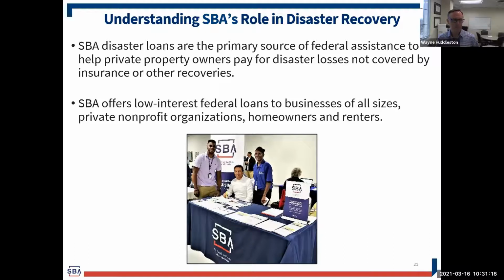Our disaster loans are the primary source of federal assistance to help private property owners with disasters not covered by insurance. They are low interest federal loans, available not only to business owners, but also nonprofits, homeowners, and renters. And this is the only instance where SBA will lend directly to business owners.